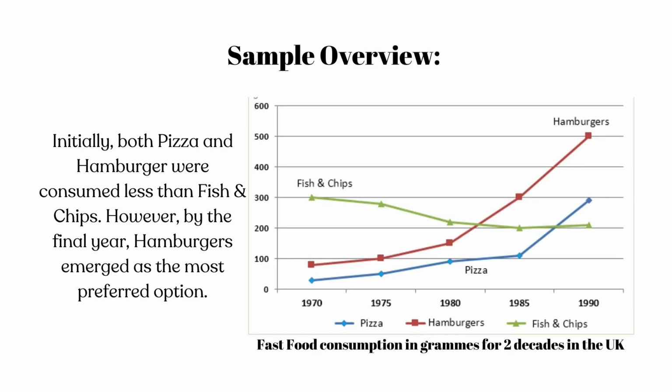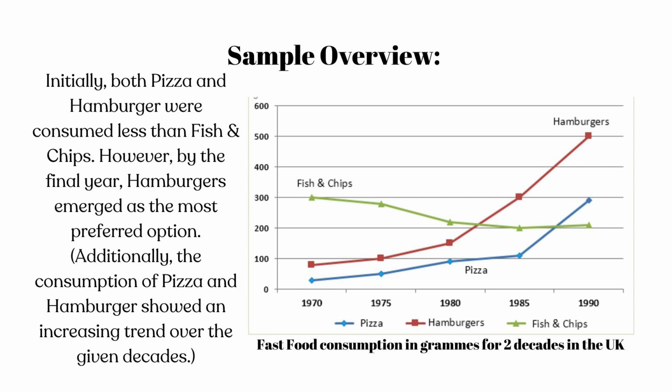Based on the main differences and the trend, our sample overview looks like this. Initially, both pizza and hamburger are consumed less than fish and chips. However, by the final year, hamburgers emerged as the most preferred option. If we want to add about the trend, we can add: consumption of pizza and hamburgers showed an increasing trend over the given decades. Great!